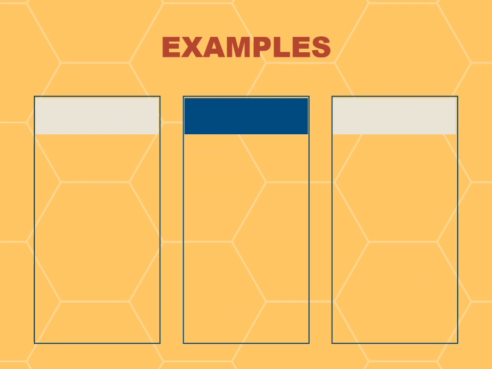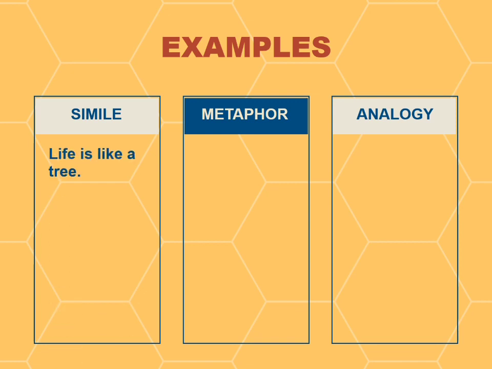Take a look at how simile, metaphor, and analogy differ from each other through these examples. Life is like a tree. This is an example of simile. In the sentence, the words life and tree are compared, and the word like shows this comparison. Life is a tree. This is a metaphor. In this example, the words life and tree are also compared, but there's no word that shows this comparison.